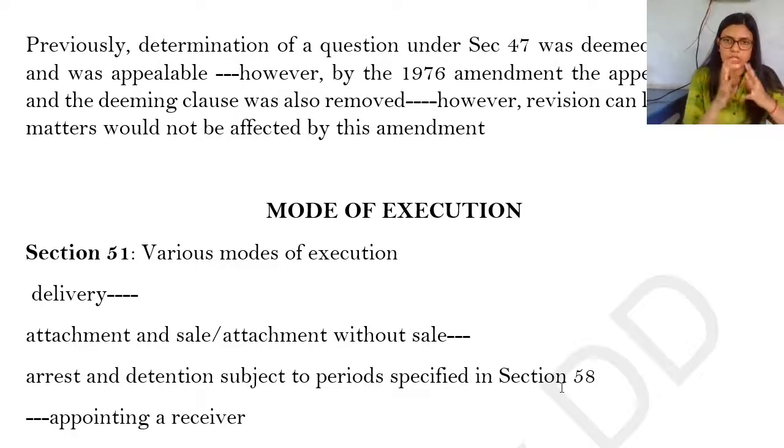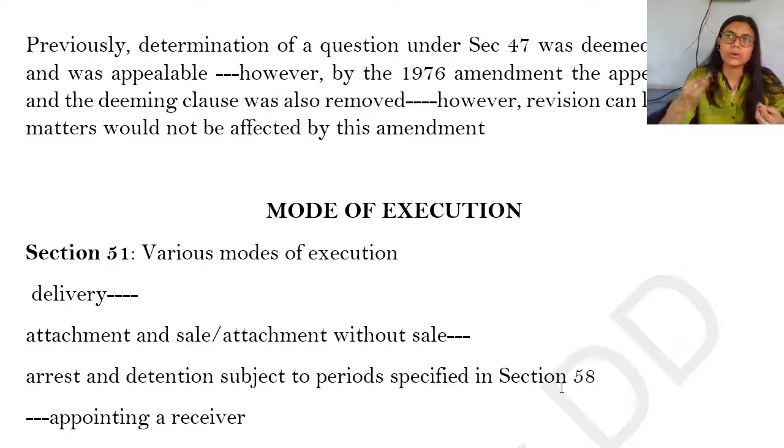So now, till now, what have we covered? We saw the courts which can execute a decree. We saw the application for execution. We have seen the questions, the stay of execution. We have seen the questions that can be determined by the executing court.